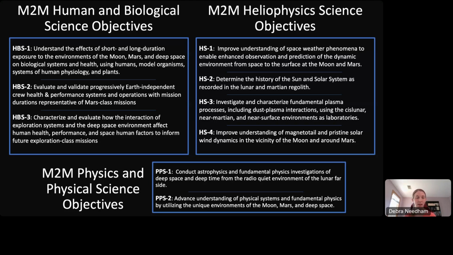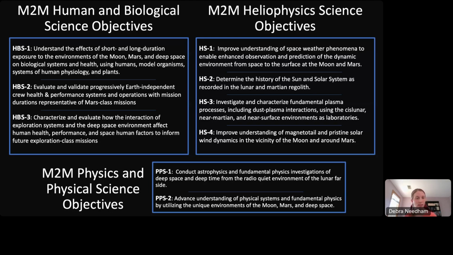And then, of course, HS4 is improving understanding of the magnetotail and pristine solar wind dynamics in the vicinity of the moon and around Mars. And then our last two that I've pulled out for discussion here are the physics and physical sciences objectives.